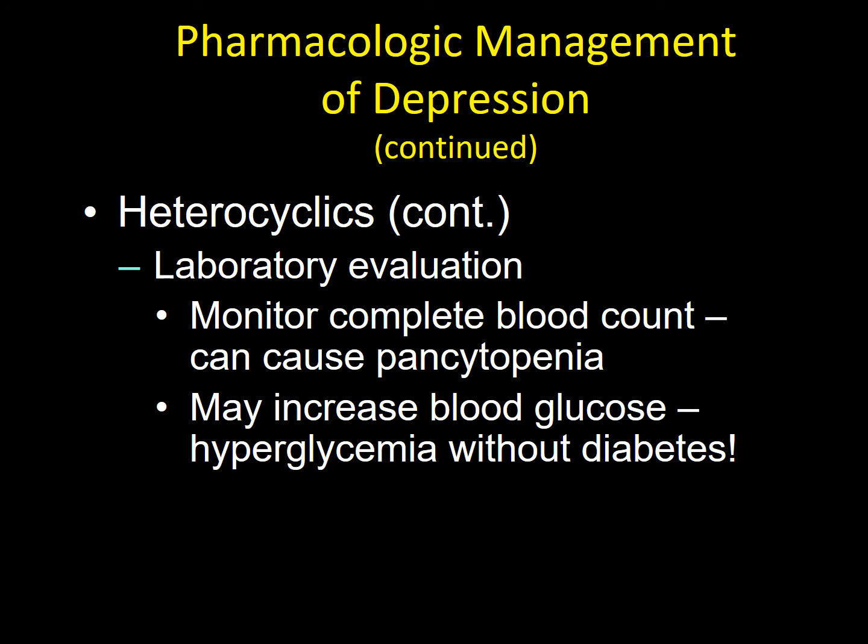So, when you're reviewing your labs on your patients, keep your eyes peeled, mostly for changes, for things that are different. Also, these can increase blood sugar. So even if somebody doesn't have diabetes or they're on the fence about diabetes, like they're pre-diabetic, and then they get put on a heterocyclic, before anybody jumps to treating them with insulin or something like that, you just might mention, hey, maybe we should stop the heterocyclic and see what happens to the blood sugar, before we put them on life-changing medication.